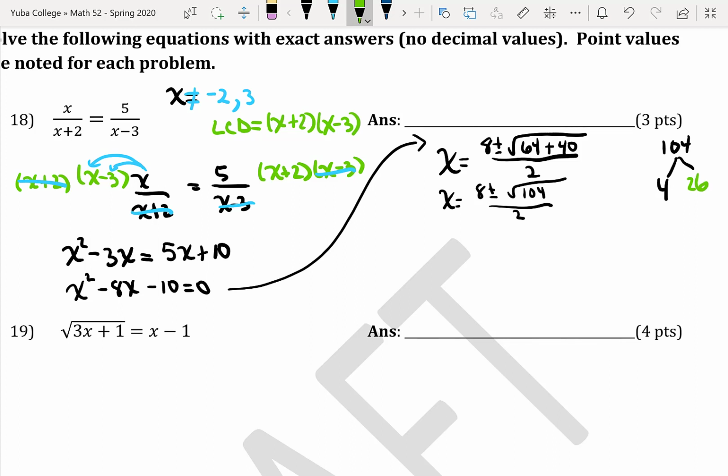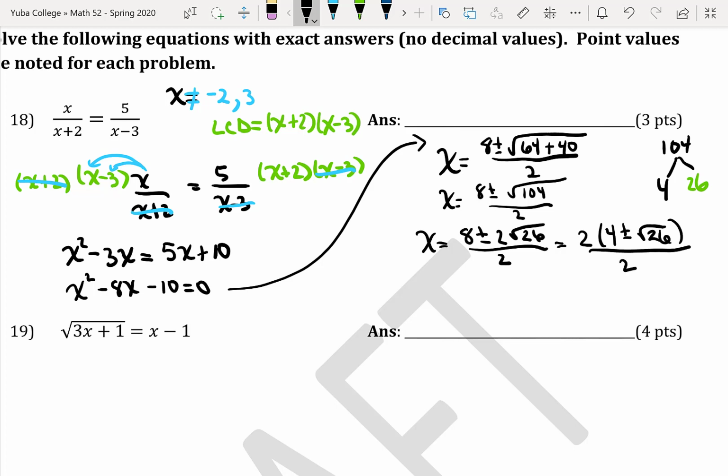I notice that I have a factor of 2 in common in my numerator. I can pull that out, and that would leave me with 2 times the quantity 4 plus or minus root 26, all over 2. Now that I factored out that 2 in the numerator, I can cancel it with the denominator, and we're left with our answer. x is equal to 4 plus or minus the square root of 26. This is not negative 2 or 3. This does not set my denominator equal to 0, so this is my solution.